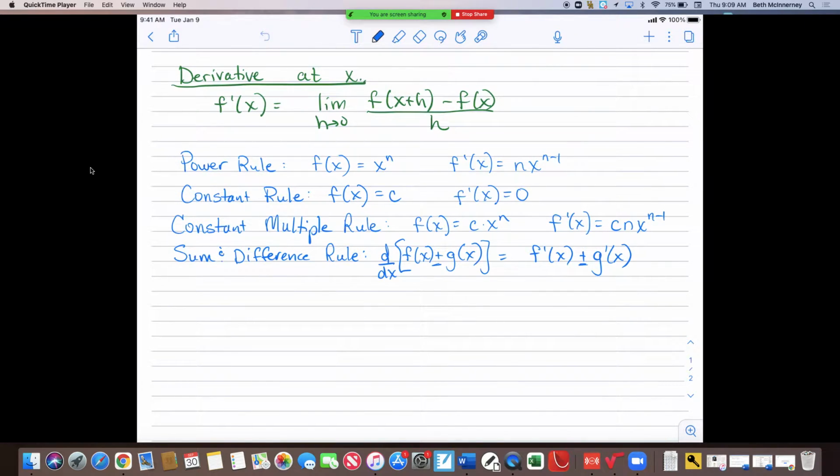of derivatives. So you'll see in the top left box, the constant rule. The derivative of a constant is 0 because y equals a number is a horizontal line, and the derivative of a horizontal line is 0.